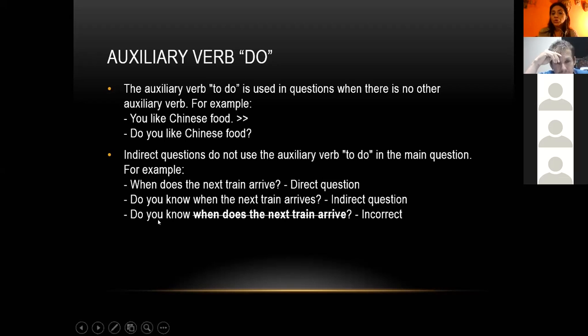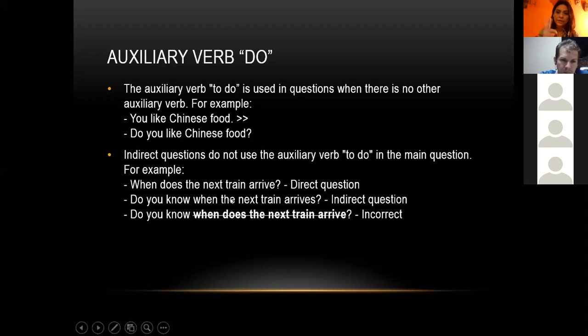Do you know when does the next train arrive? Esto está completamente incorrecto. All right, ni el do ni el does en indirect question. Quiere decir tampoco ni el did ni ningún tiempo verbal va a ir. Si lo pongo en pasado, si aquí dijera, do you know when the next train left? Si lo paso al pasado, entonces mi verbo va a pasar al pasado en la indirect question porque ya no llevo auxiliar, ¿ya?